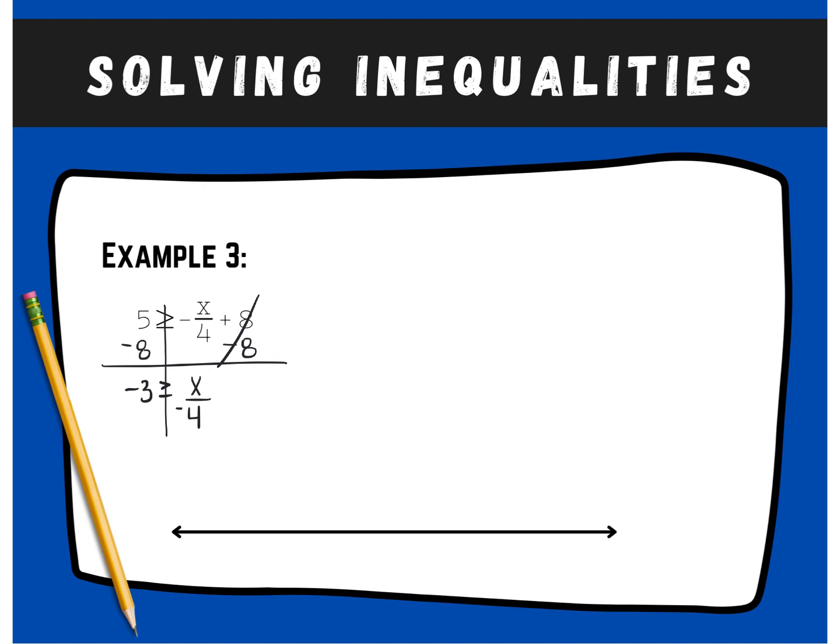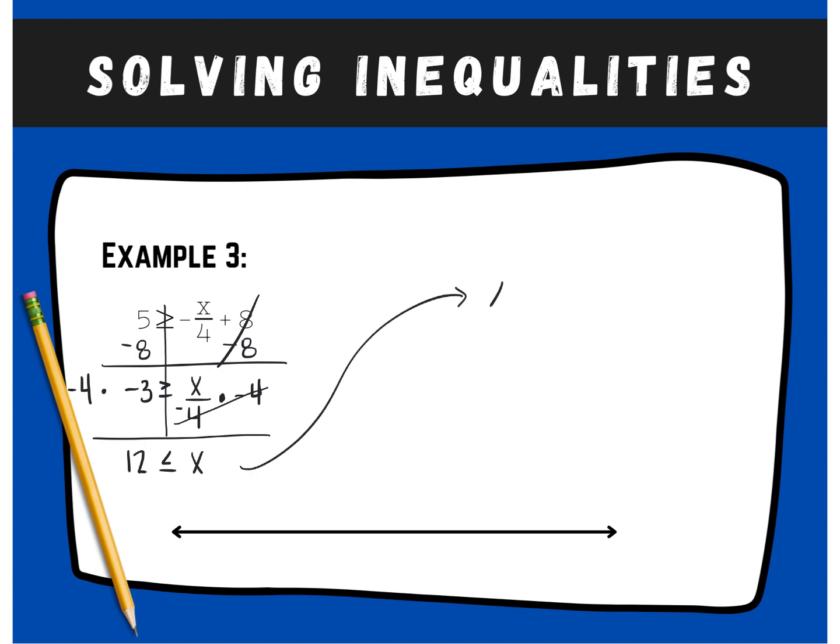Now, in this example, x is being divided by negative 4, and the opposite operation would be to multiply by negative 4. I'll do that on both sides. On the left-hand side, multiplying by negative 4 gets me to positive 12. And on the right-hand side, x is being multiplied and divided by negative 4. Those cancel, and I'm left with just x. But because I multiplied by a negative, I do have to flip my sign, which makes it say 12 is less than or equal to x.